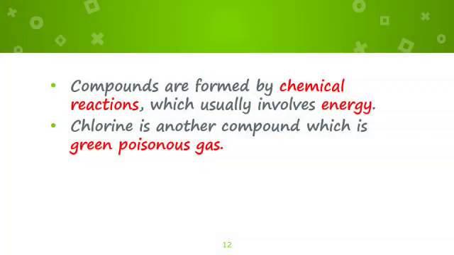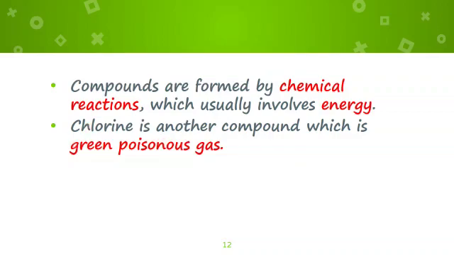And how are compounds formed? They're formed by chemical reactions, which usually involve energy. And they involve energy in the form of light, in the form of heat, or both. And it is either given out or taken in. If it is given out, they are called exothermic reactions, and if it is taken in, they are called endothermic reactions. And there is also some green poisonous gas which we use in our swimming pools to kill germs, which is chlorine gas.